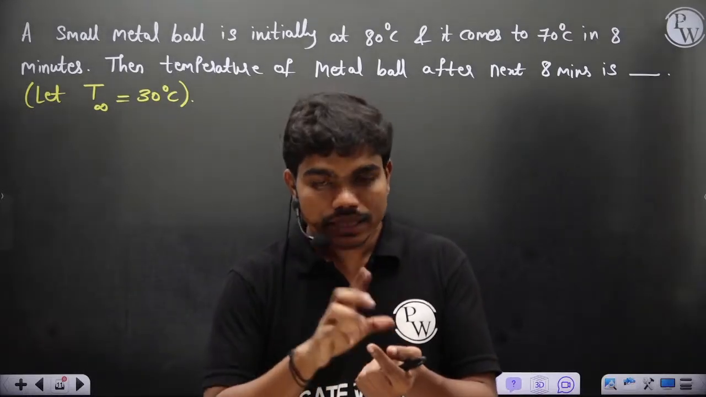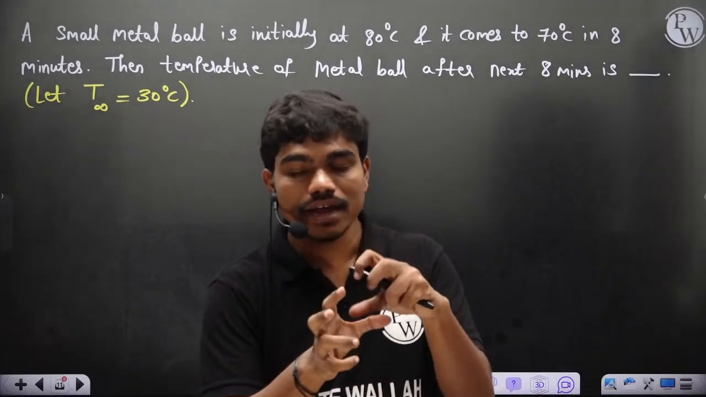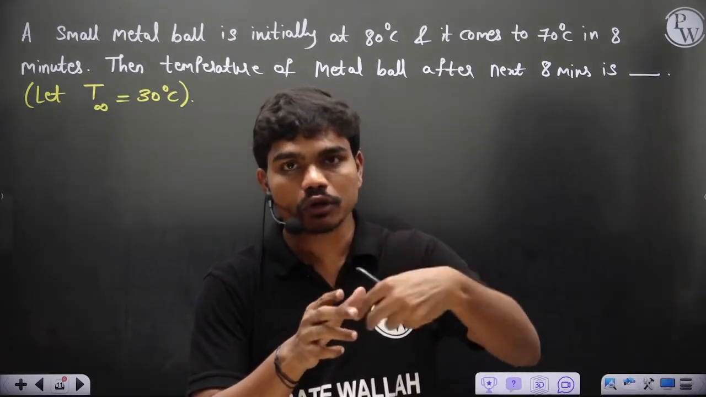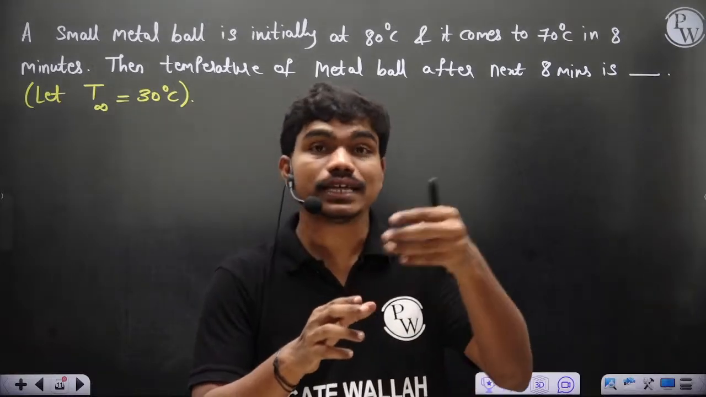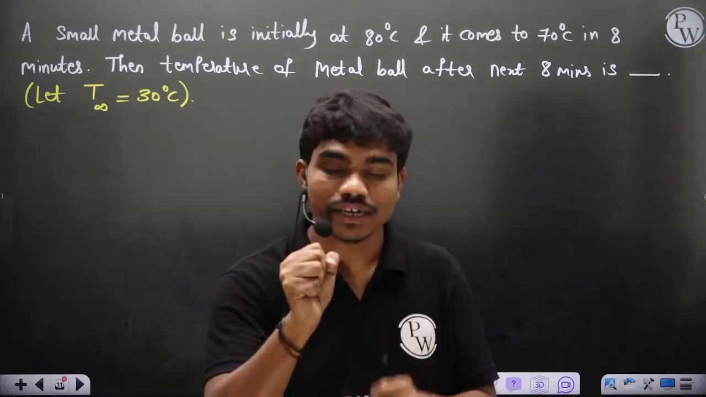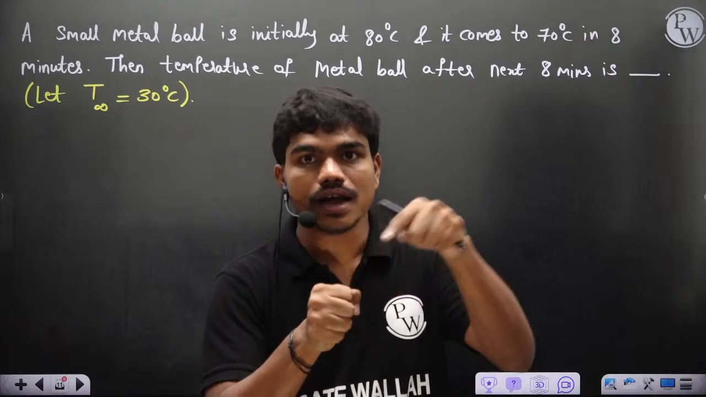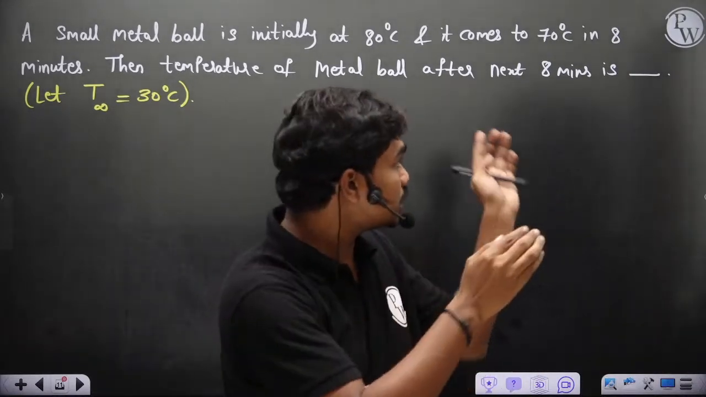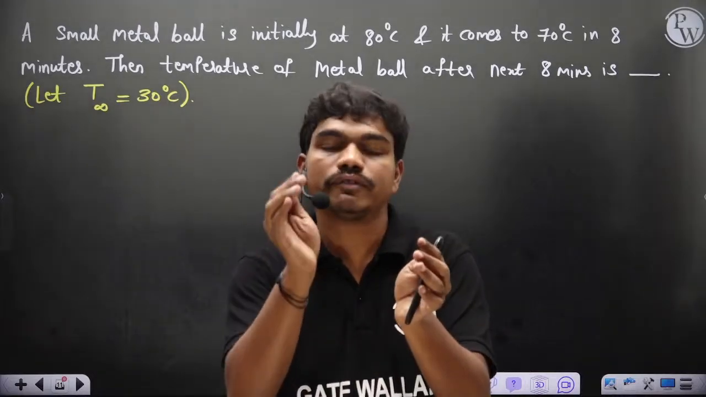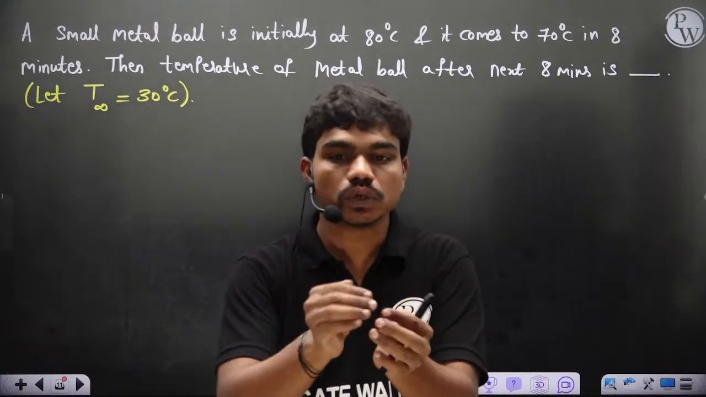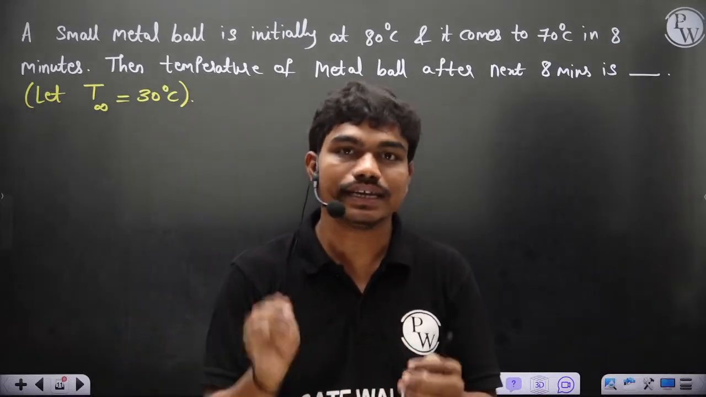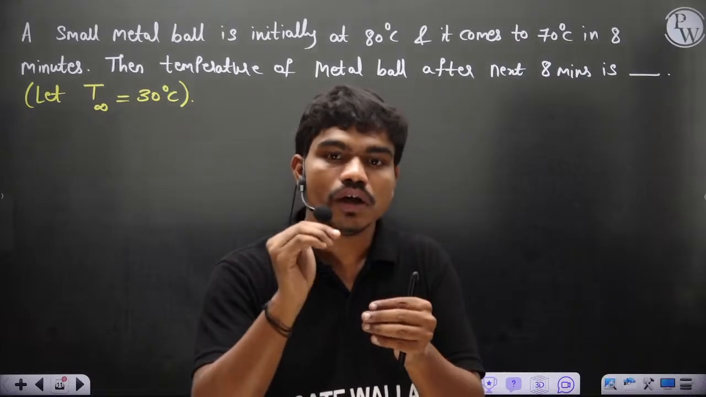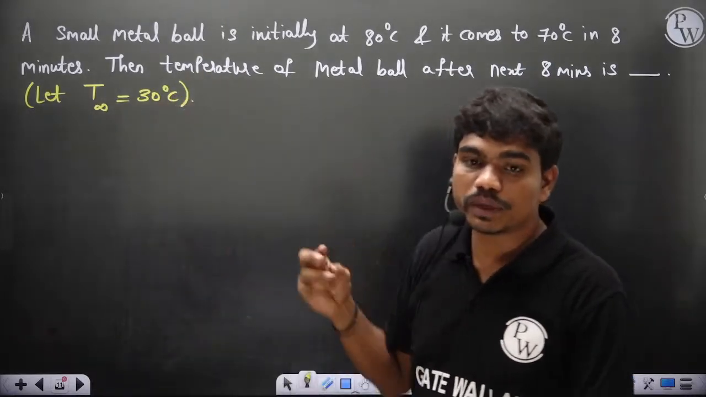The reason is, in the initial 8 minutes, the temperature of the body is high, and the difference between the temperature of the body and the surroundings is high, so more heat gets lost. But in the next 8 minutes, the temperature of the body has decreased, and the temperature difference between the body and the surroundings has reduced, so the amount of heat flowing out of the body decreases. When the heat flowing out is decreasing, the temperature drop becomes slow, and the temperature after the next 8 minutes would definitely be more than 60.